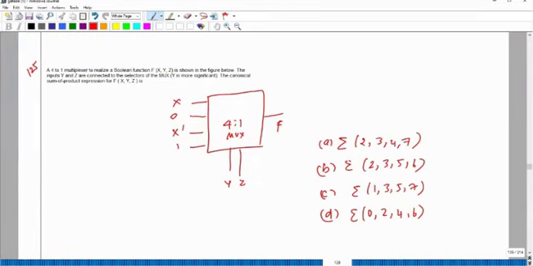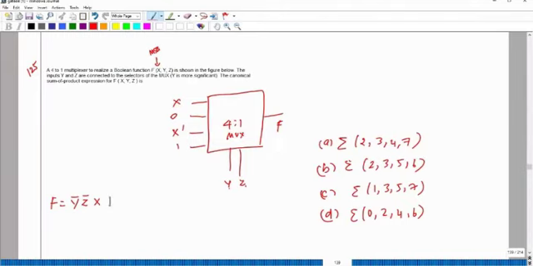So given 4:1 mux with a Boolean function of x, y, z. So here you can identify this is nothing but my MSB. Okay. So the input y and z is connected to the selection pin, canonical sum of product. Okay. So how to write F? F is equal to when y and z is 0, 0. Okay, X gets selected, right? This one will flow to the output.